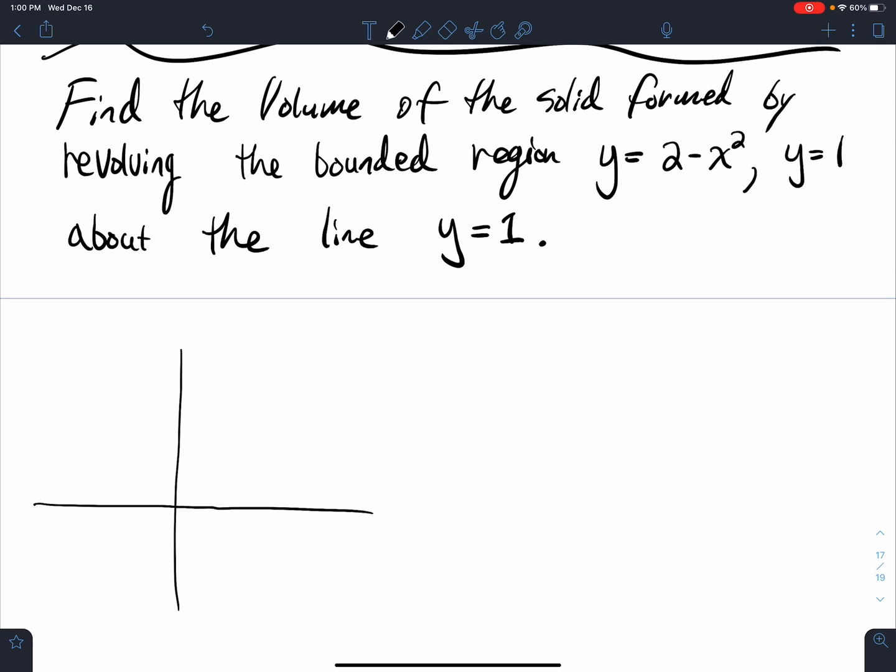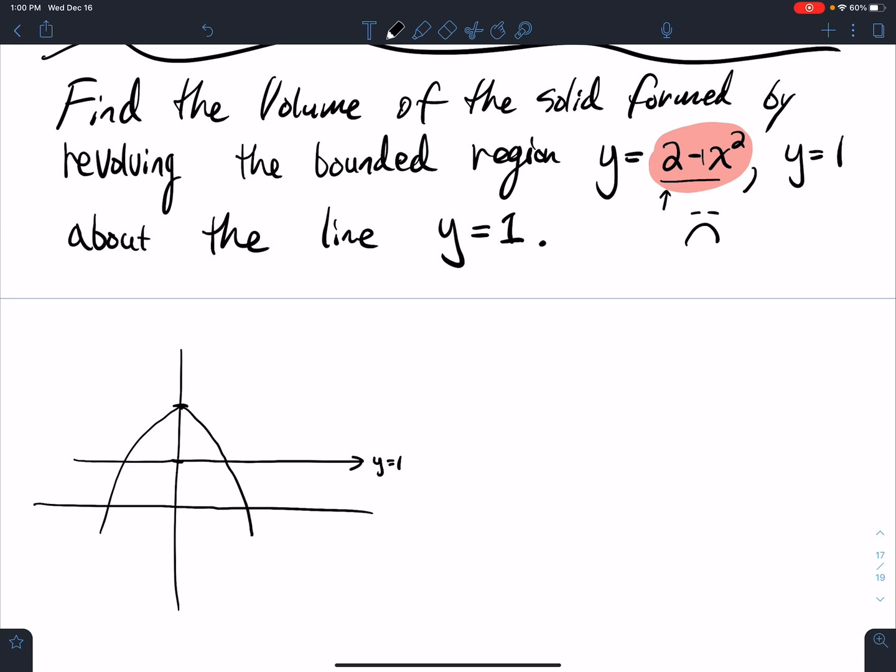Okay, so find the volume formed by revolving the bounded region. So 2 minus x squared, so that's a negative 1 in front of the squared term, makes it a sad parabola. Shift it up 2 units. So 1, 2. And so then, it's going to come down like this. And y equal 1 is a horizontal line here.